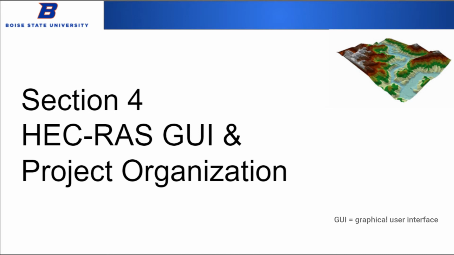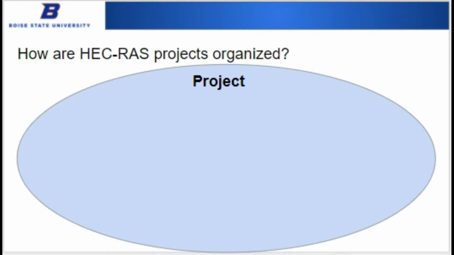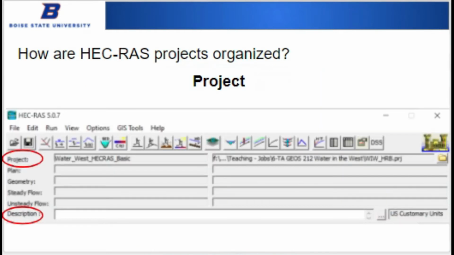So now I'm going to walk you through what the HEC RAS GUI looks like, or graphical user interface, and how a project is organized when you're using this software. So to begin with, you start with a project. So a project is going to be saved within the GUI, which we can see here on the screen, where the red circles are. So you'll have to name the project. Giving it a description is important, so you'll know how to search things and you'll know what you're modeling.